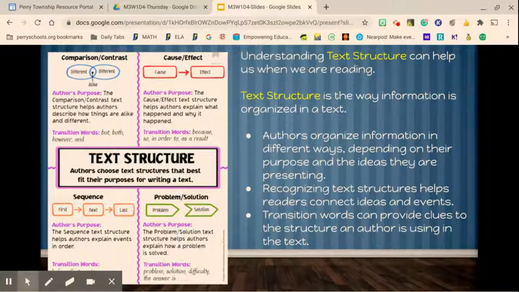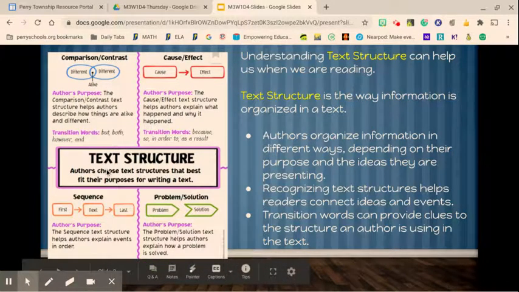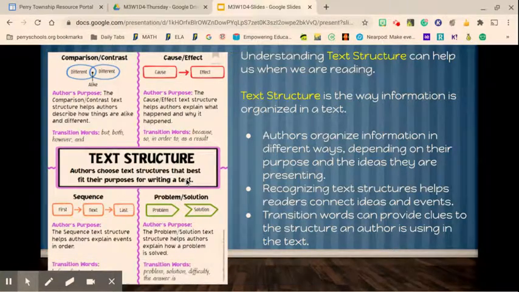So we're going to be looking at understanding text structure, and it can help us when we are reading. Text structure is the way the information is organized in a text. Authors organize information in different ways depending on their purpose and the ideas they are presenting. Recognizing text structures helps readers connect ideas and events, and transition words can provide clues to the structure an author is using in the text. So our anchor chart tells you that authors choose text structures that best fit the purpose for writing a text.